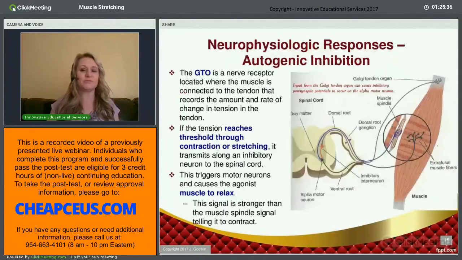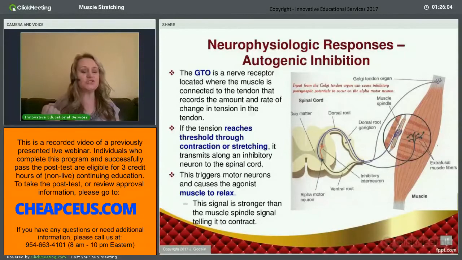Another aspect, in addition to the muscle spindle, is the Golgi tendon organ. The GTO sits in a little different location in the muscle. This is another receptor that is going to be located more at the musculotendinous junction. And the Golgi tendon organ, again, is going to be a sensory receptor.